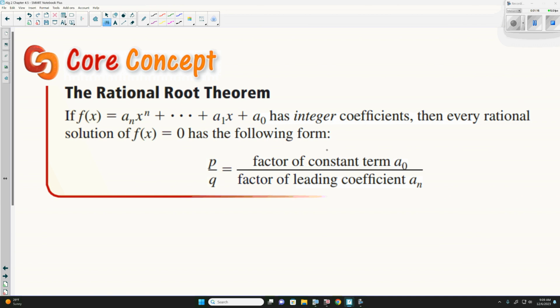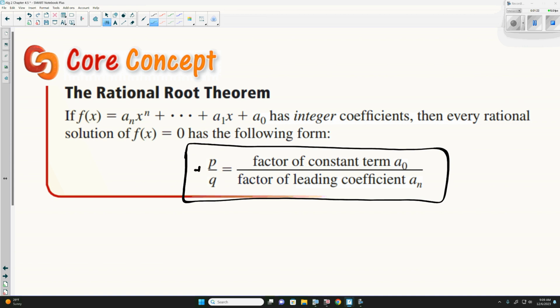Now the main thing I would have down for this theorem is this part here. And we do need plus or minus p over q.